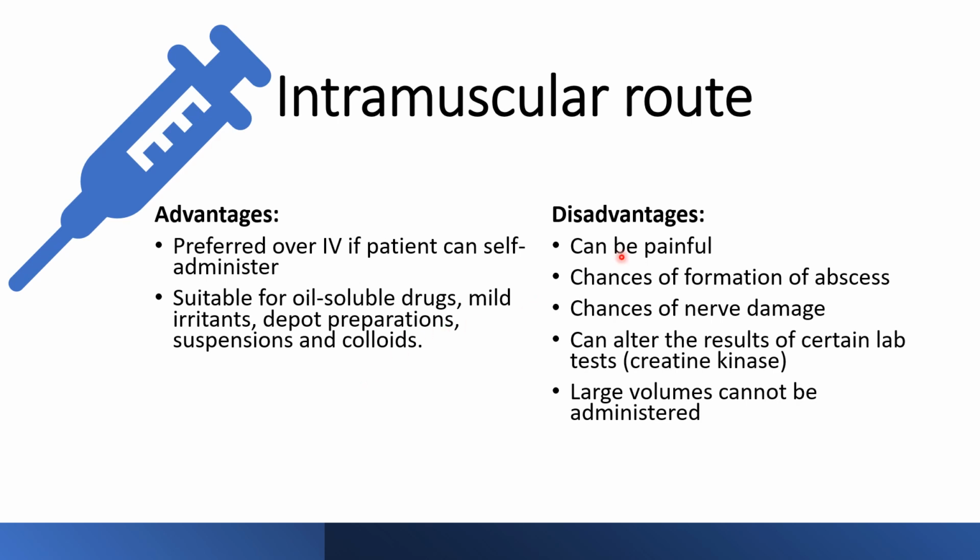While disadvantages include, it can be painful, there are chances of formation of abscess at the site of injection, and there are also chances of nerve damage if it is injected in the area of a nerve. It can also alter the results of certain lab tests, for example creatine kinase, because this enzyme is present in muscles, and large volumes of drug cannot be administered by this route as in case of IV.